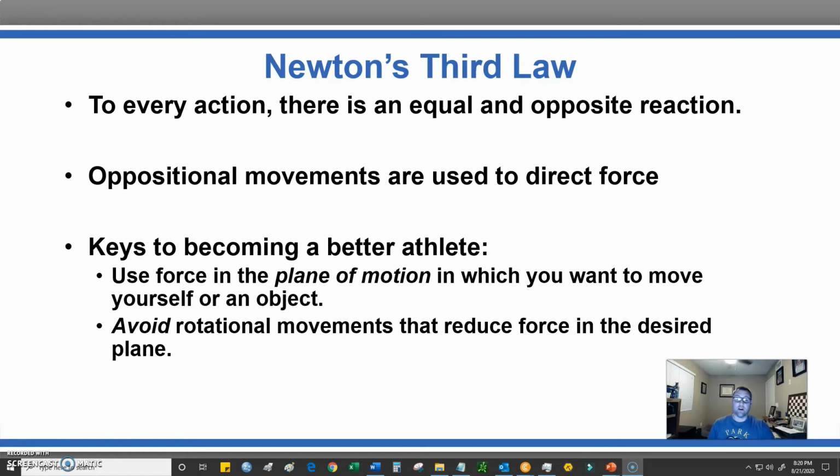Because let's say you're the Hulk trying to bust open the ground. Every time you hit the ground with that hulking force, the ground is shooting that energy right back up at you. So more importantly, you probably want to have a super healing factor or some way to negate Newton's third law of motion. What's happening here in terms of us and athletics is that you want to be using force in the plane of motion in which you want to move yourself or an object, and you want to avoid rotational movements that reduce force in that plane.